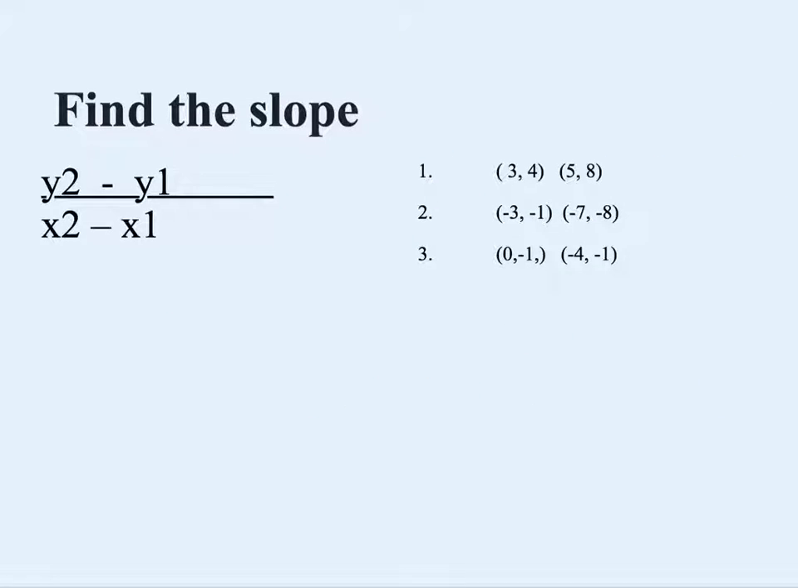The formula for slope is y2 minus y1 over x2 minus x1. Some people will call it rise, which is the y's, over run.